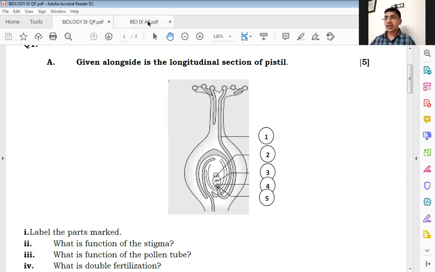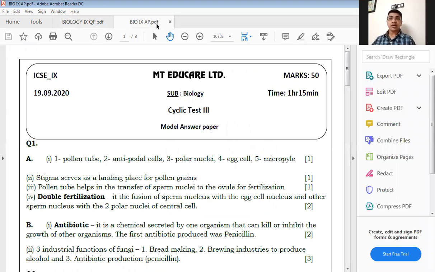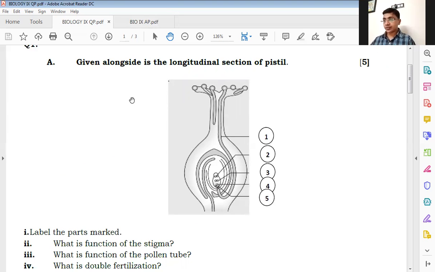The first part is nothing but pollen tube, right? The second one, if you observe carefully, is the antipodals. The third one is the polar nuclei. The fourth one is the egg cell, and the last one is the opening of the ovule, which is micropyle. So as you could see here, this is the answer paper: pollen tube, antipodal cells, polar nuclei, egg cell, micropyle, right? Let's go to the next question.